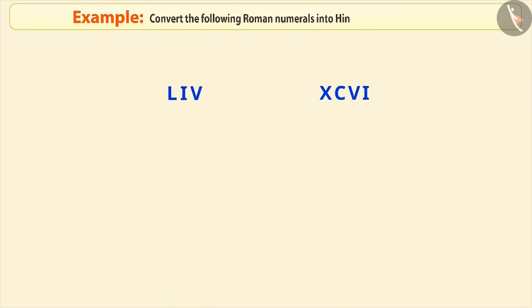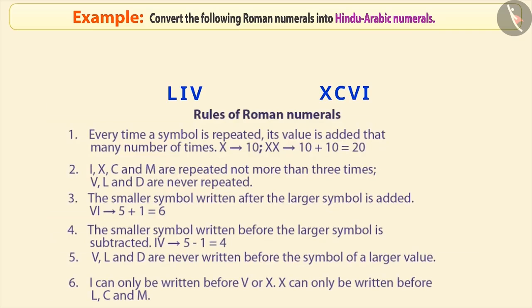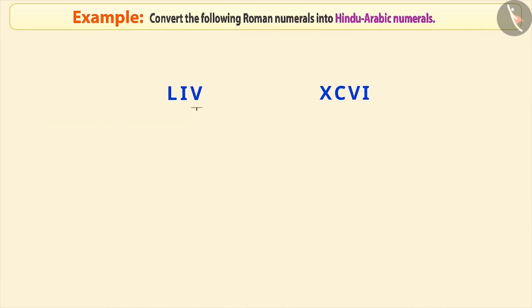Next example, convert the following Roman numerals into Hindu-Arabic numerals. Look at this Roman numeral. To convert it to the Hindu-Arabic number system equivalent, we observe the numerals from right to left. Following the rules, we can convert them to the Hindu-Arabic numerals.